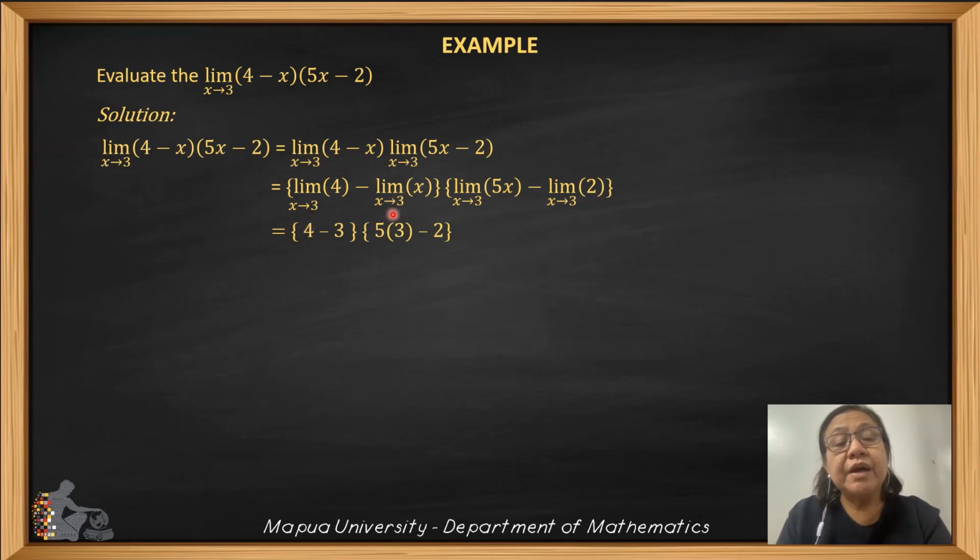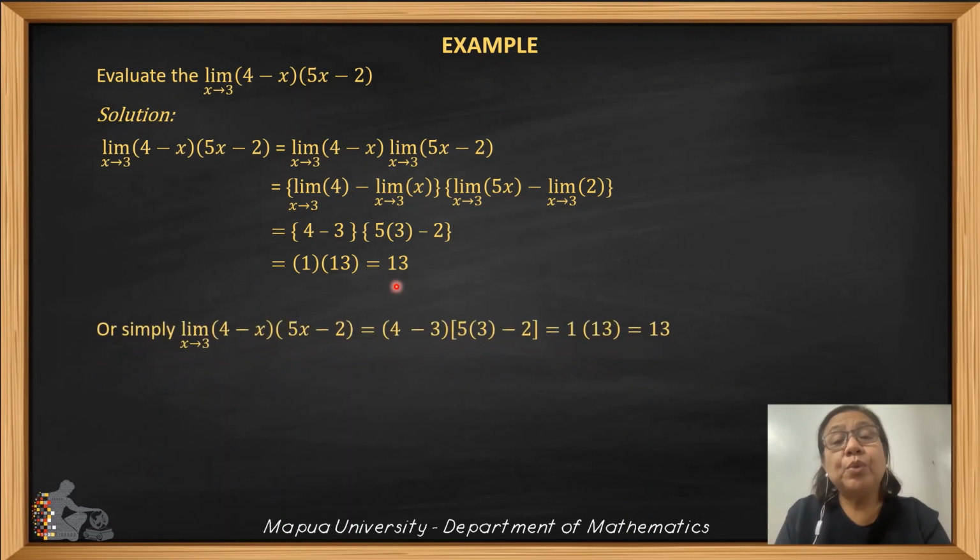The limit of x as x approaches 3 is 3. As to 5x, the limit as x approaches 3 will just be 5 times 3. And for the last term, the limit of 2 as x approaches 3 is 2. So simplifying this, we have the limit equal to 13.